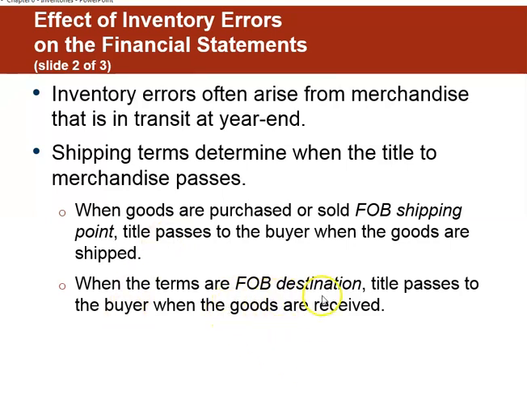And then FOB destination, this is usually a problem that impacts the seller of the inventory. They ship it on December the 30th or 29th. It's not going to arrive until January the 3rd. And because it's gone, the seller doesn't count it. Well, that seller would still have title until January the 3rd, and so therefore the seller could make a mistake with inventory.